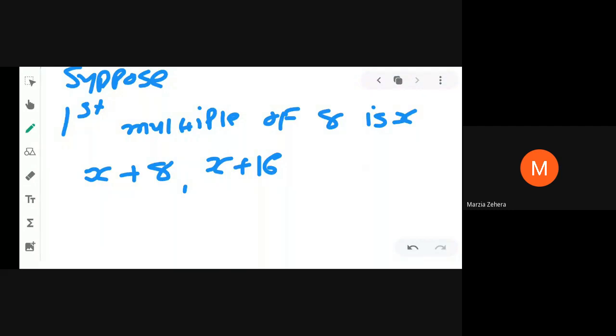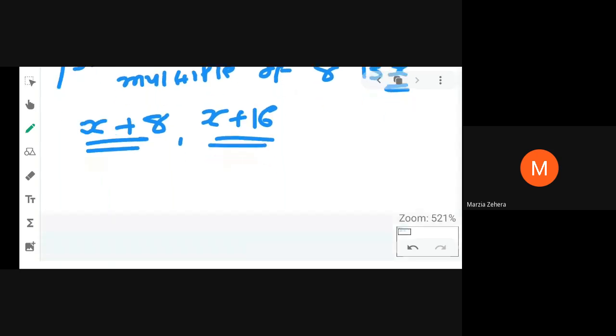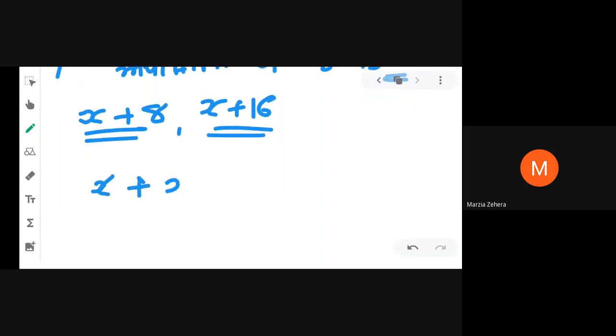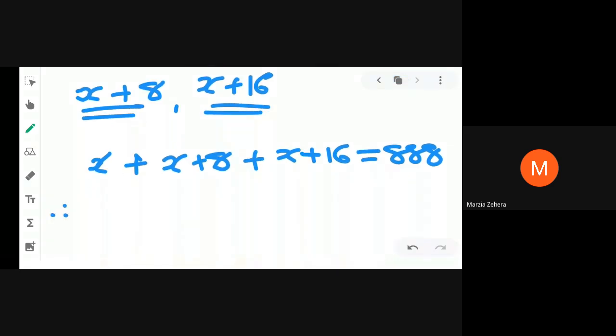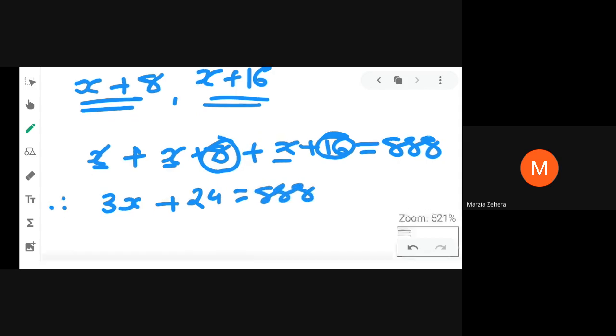The sum of these three multiples of 8 is 888. It means we have to add these three multiples of 8. So we are adding x, x plus 8, and x plus 16. The sum of these three multiples is 888. Now it is very easy. You can see x plus x plus x is 3x, plus 8 plus 16, which is 24, equal to 888.